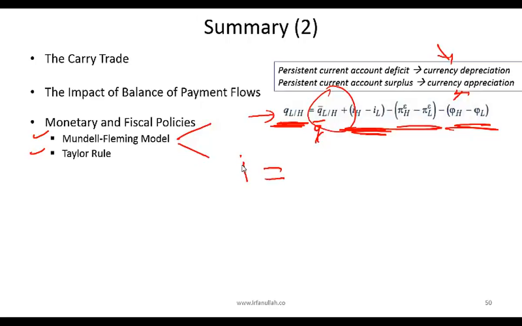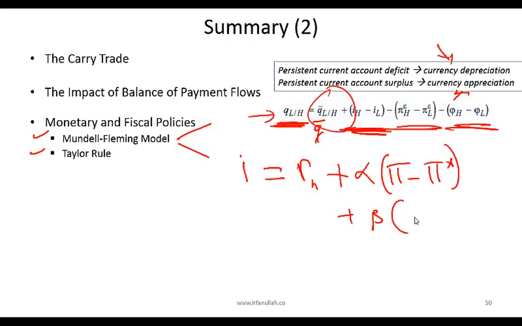I is the interest rate predicted by the Taylor rule. This is equal to Rn, which is the neutral interest rate. What do we mean by neutral interest rate? This is the rate that will neither stimulate nor retard the economy. So the neutral rate plus alpha, which is typically 0.5, into inflation minus inflation star. What does this mean? This is the current inflation rate minus what is this inflation with an asterisk? This is the target inflation rate, plus beta into y minus y asterisk.